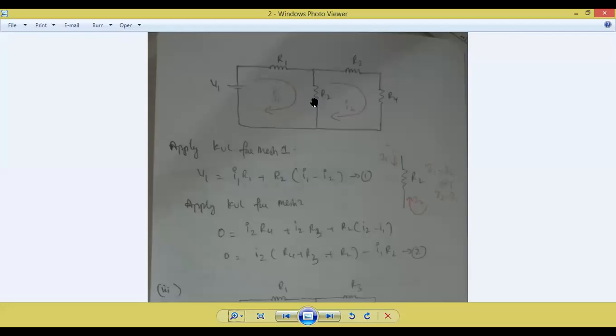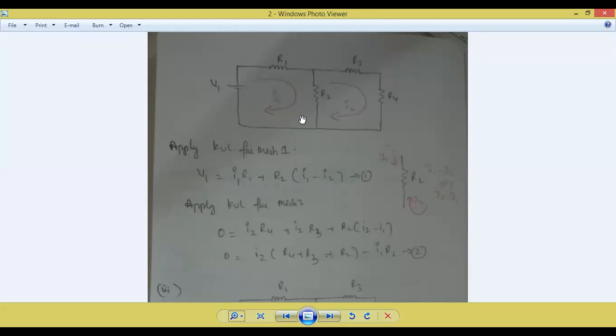R2, which resistor? R2: both the currents are flowing in opposite directions, so I1 minus I2. Is it clear? Why am I writing I1 minus I2? Anyone tell me, why is I1 written first? I1 is greater than I2.